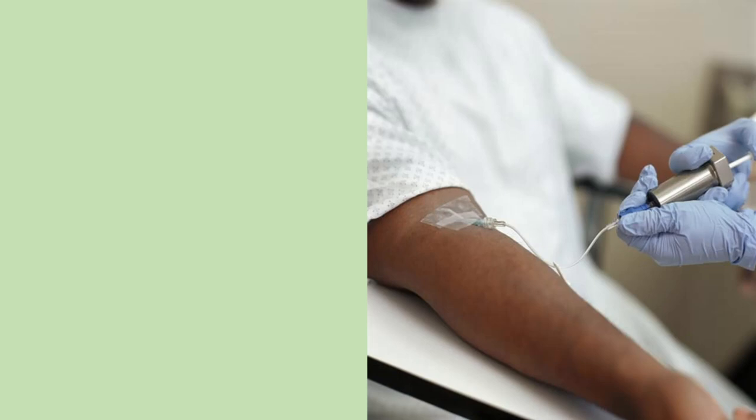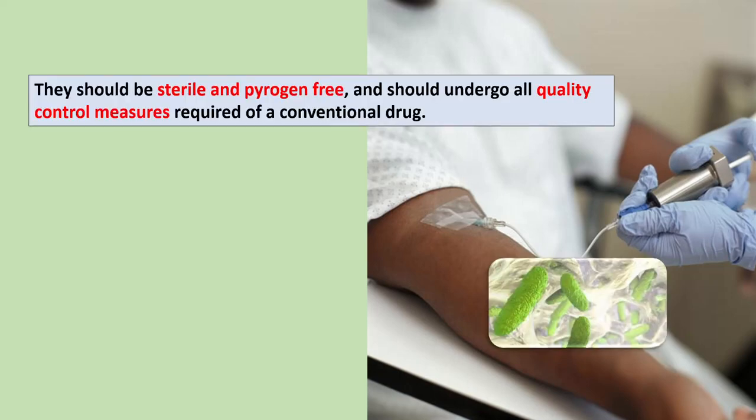Before we inject the pharmaceutical or radiopharmaceutical, it has to comply with some basic conditions, and these are: it must be sterile and it must be pyrogen free, and it has to go through all quality control measures which are required for a conventional drug. So it must be sterile and it must not have any pyrogen.